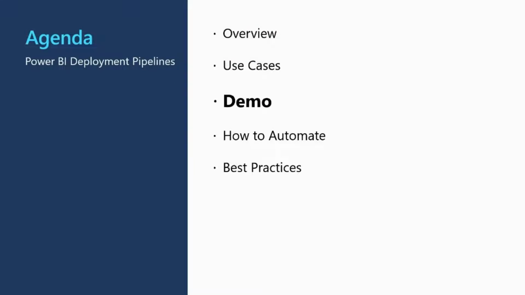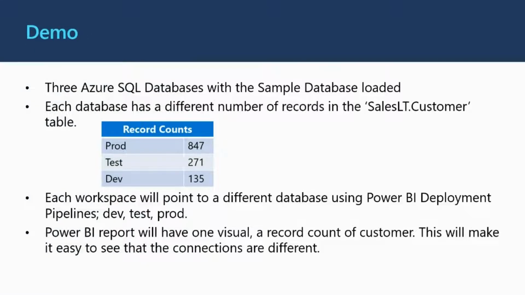Well, let's dive into a demo about how to set all of this up. So in this demo, what I've done is I've got 3 Azure SQL databases with just the AdventureWorks sample DB loaded. So I've just gone into each database and I've deleted some records from the SalesLT customer table. So you can see prod has 847, test 271, dev 135. I've named the databases just dev, test, prod.